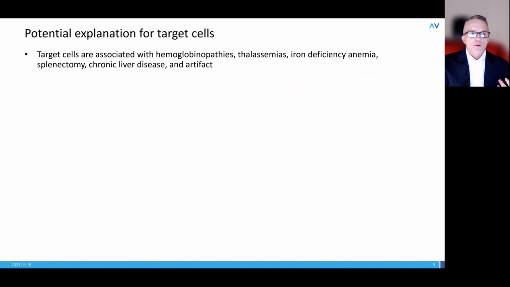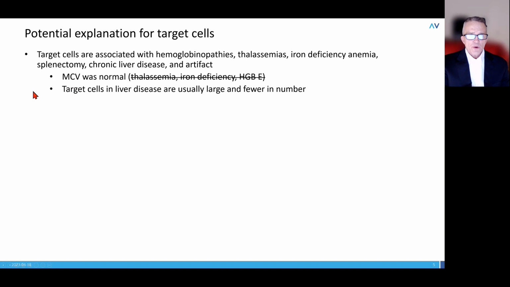So let's look at the possible explanations for all of the target cells that were found. Target cells are associated with the hemoglobinopathies, the thalassemias, iron deficiency anemias, patients who've had splenectomy, and patients with chronic liver disease, and they can also be an artifact. Now, the MCV was normal in the patient, above 90 femtoliters. So that ruled out thalassemia, iron deficiency, and hemoglobin E disease or trait. I thought about hemoglobin C, but sometimes in hemoglobin C, the patient can have normocytic indices. So I ruled these out.